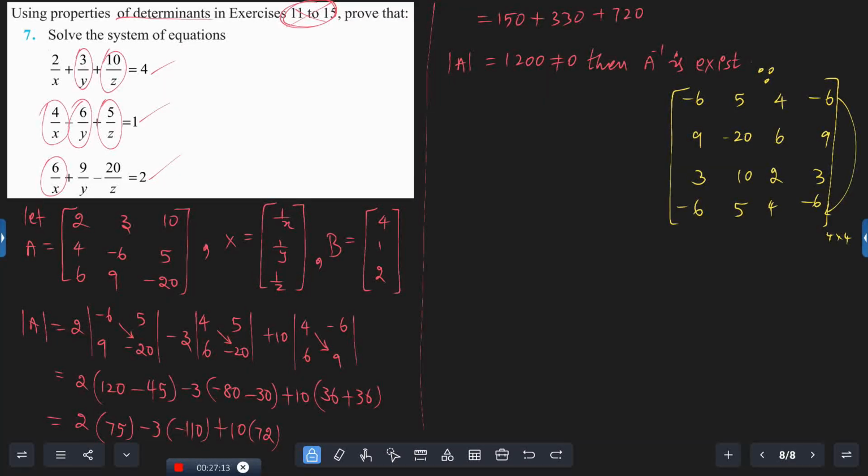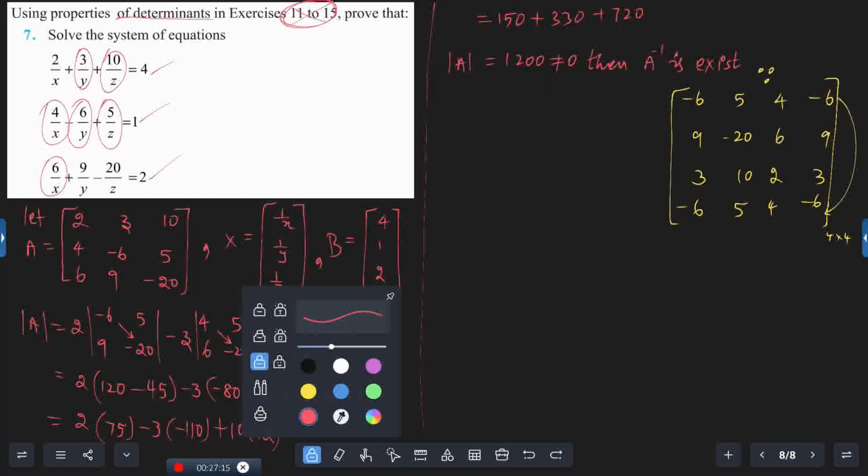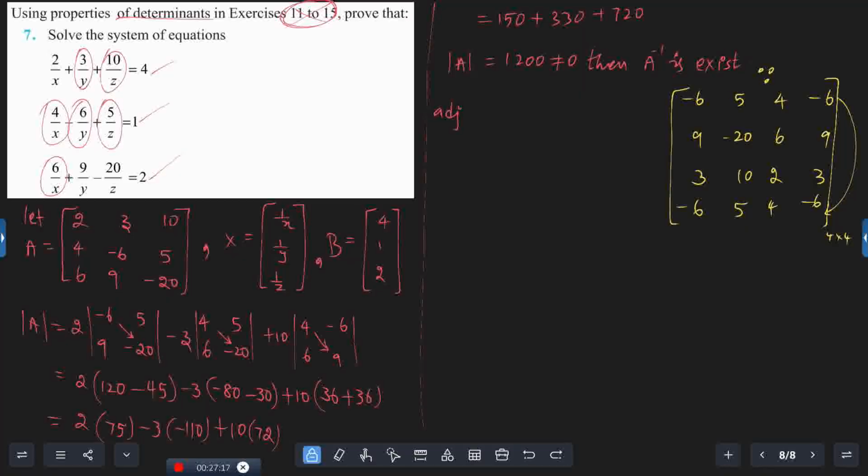Okay, now you can make, what is that? Adjoint of A. Adjoint of A is equal to, what, you can multiply these together. What am I getting here? 6 2s are 12, minus and minus plus, 0. Formula minus 9 5s are 45. When you subtract, you will be getting 75. Mention here 75.